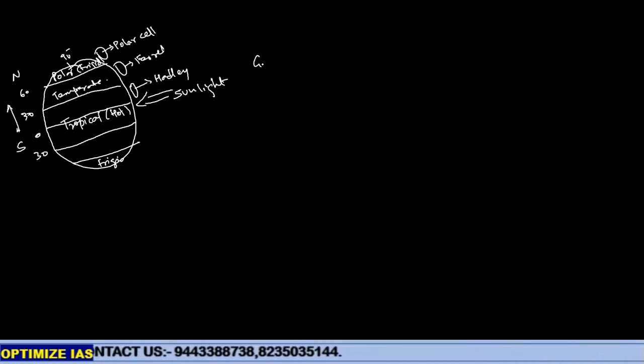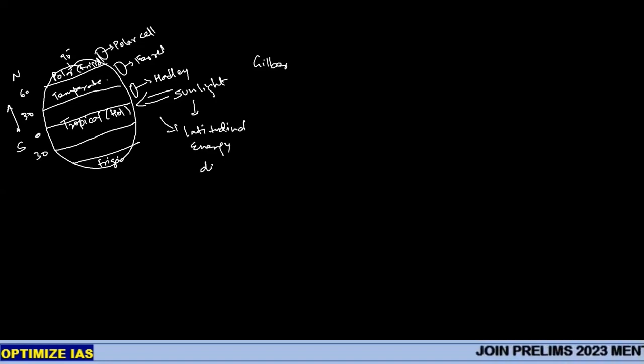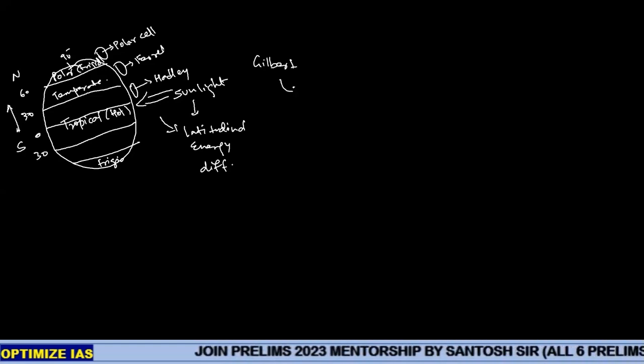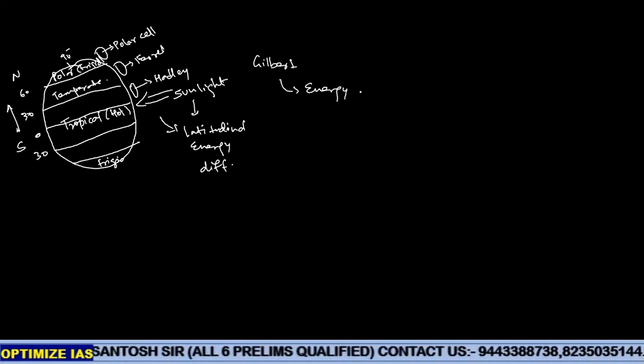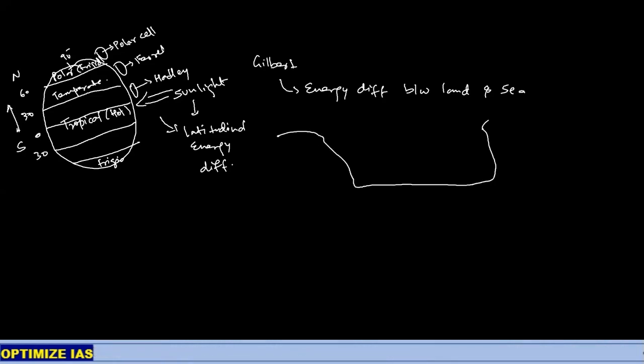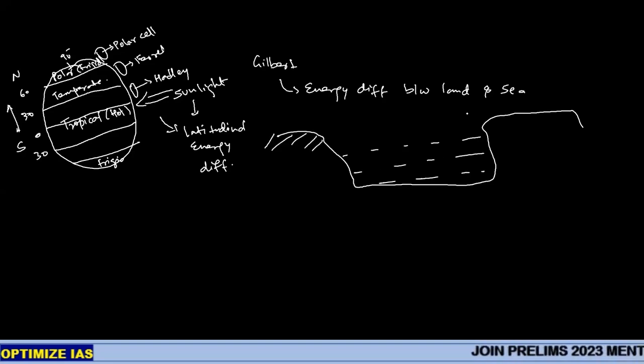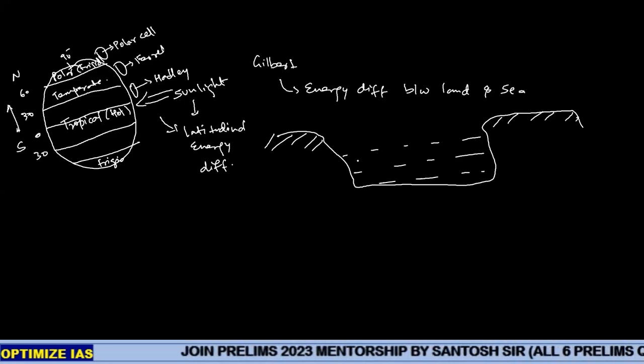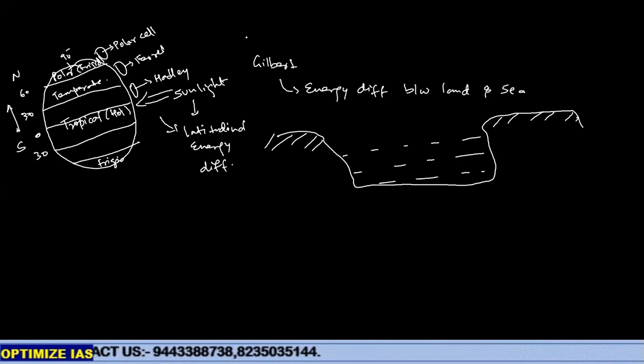Similarly, Gilbert Walker thought: apart from latitudinal energy difference of sunlight, there is also an energy difference possible between land and water. See, now if there are 2 things, one is a land part, another is a water part. This is the sea, the water part. This is the land part. So when sunlight falls on both, which gets heated up more? Come on, think logically, let's get your answers here.